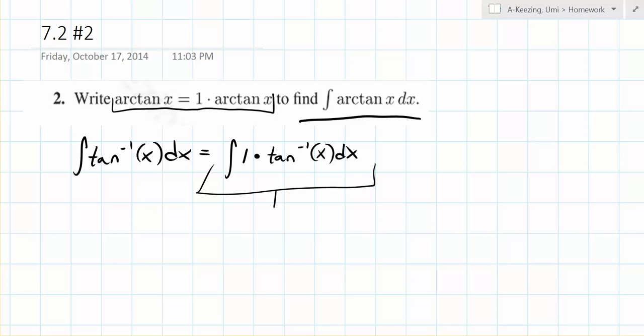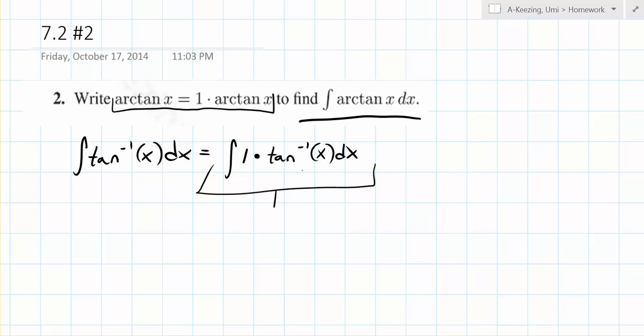So, let's see. Either u or v prime is 1 and the other is tan inverse of x. So let's think about strategies for determining which is which. So we know that usually it's better when u prime is simpler than u. So that would be the case for either of these. If u were 1, then u prime would be 0, which is pretty easy to work with.